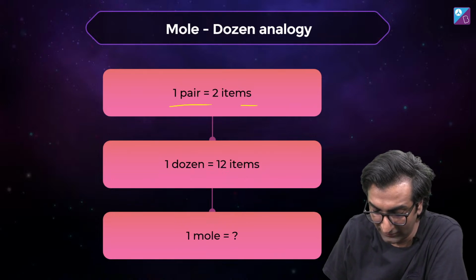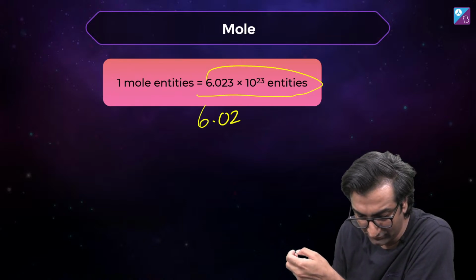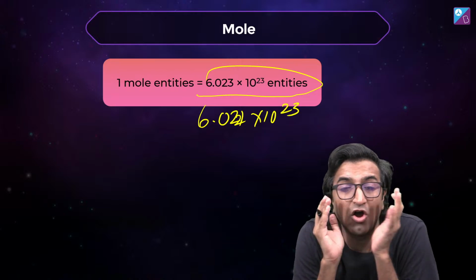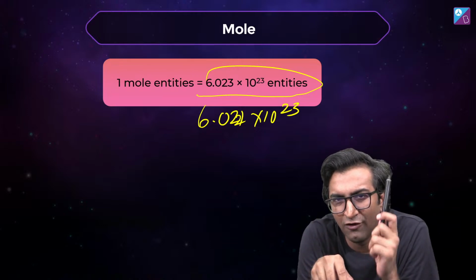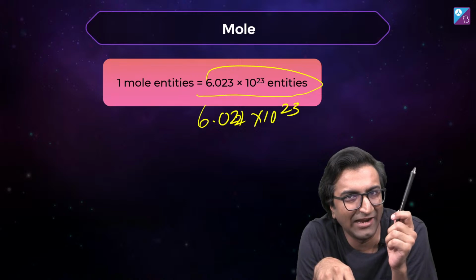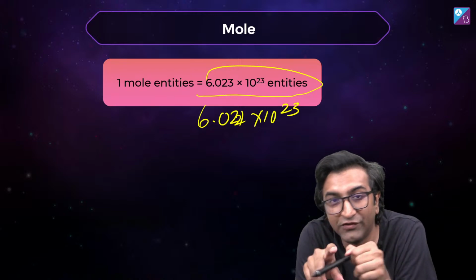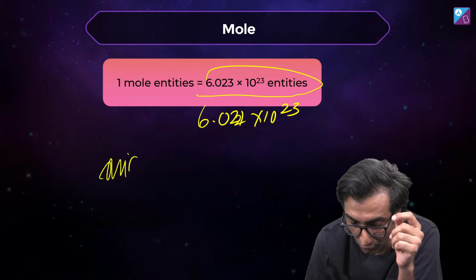So one pair is 2 things. 1 dozen is 12 things. 1 mole is exactly like that. It's just 6.0221 times 10 to the power 23 entities. Why did I write entities? Because I can talk about 1 mole of atoms. I can't talk about 1 mole of pens. That's ridiculous, right? That will fill up the whole earth. I can talk about small, really small particles when I talk about moles. I cannot talk about macroscopic or big particles. I can talk about microscopic stuff.